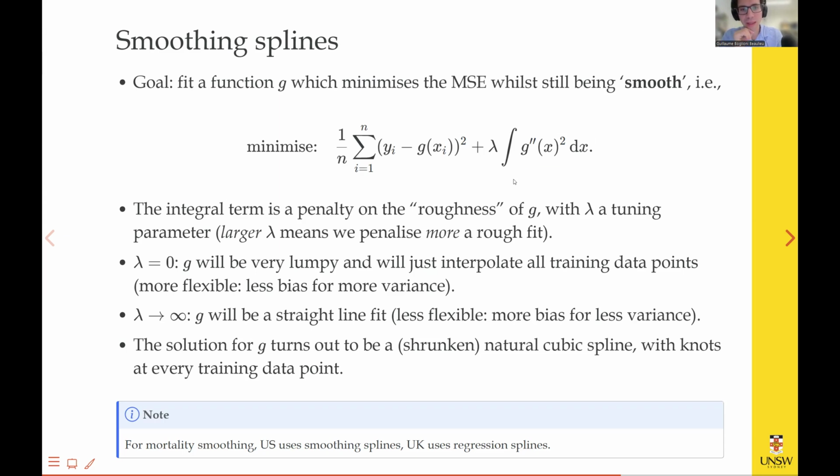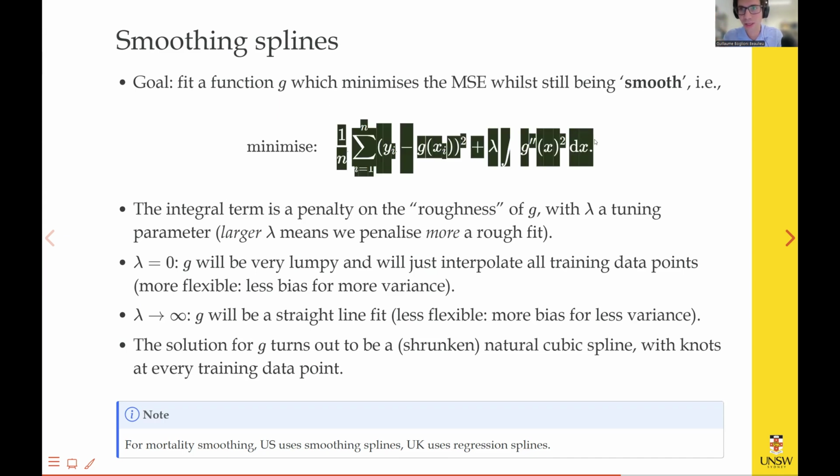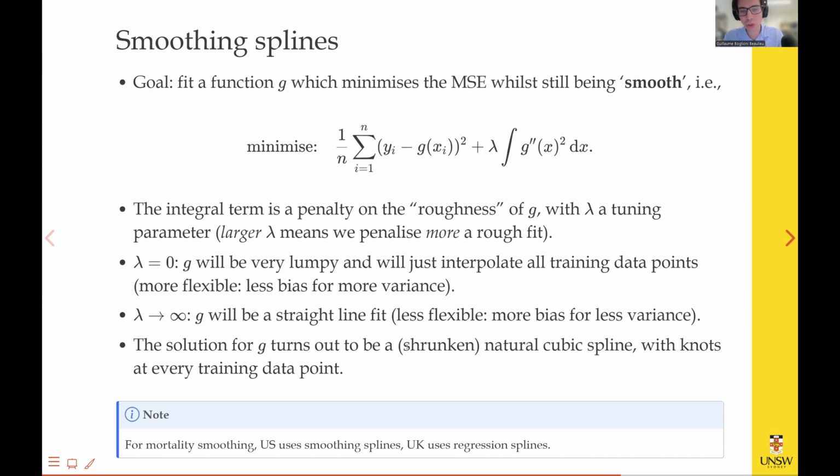Now, if g is extremely flexible, if g can be anything you like, the problem of minimizing this is not an easy problem. And here we don't spend any time on showing this. We give you the final result: the g that minimizes this thing turns out to be what you could call a shrunken natural cubic spline. So remember, a cubic spline is a piecewise polynomial of order 3 that is forced to have first and second derivative continuous.